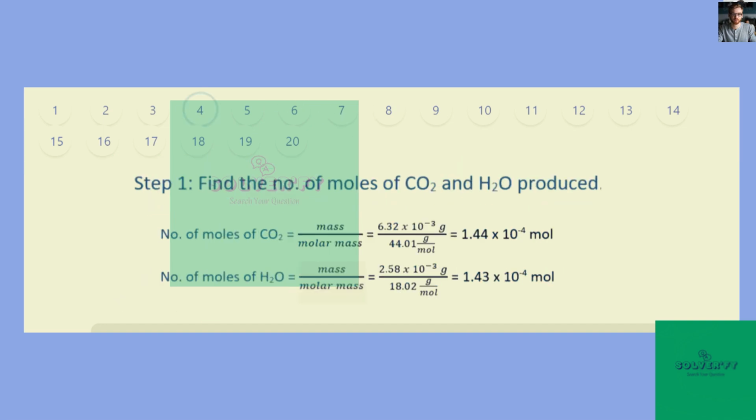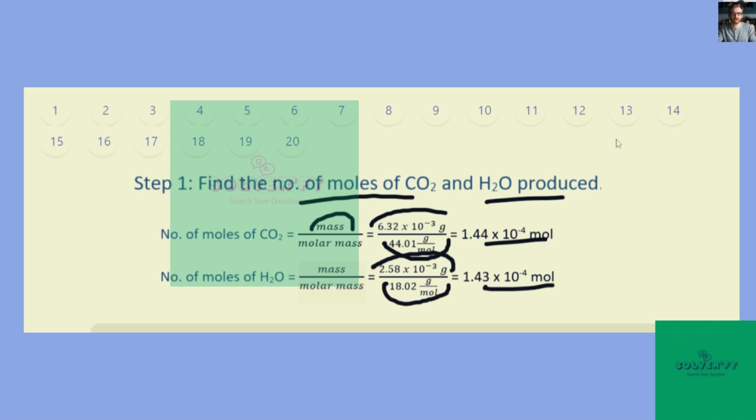So let's start with our step 1 here. Step 1 is we'll have to find out the number of moles of carbon dioxide and H2O produced. So we just divide the mass of CO2 produced by its molar mass. Mass over molar mass will give us the number of moles of CO2 produced. And same way for the number of moles of H2O, we divide the mass of H2O produced by its molar mass to get this number of moles.